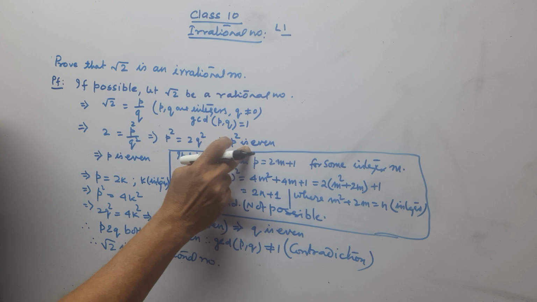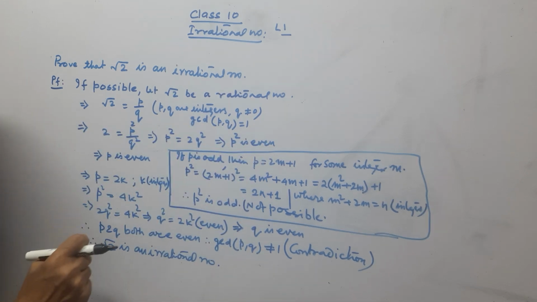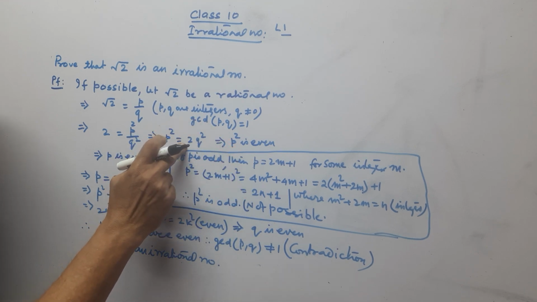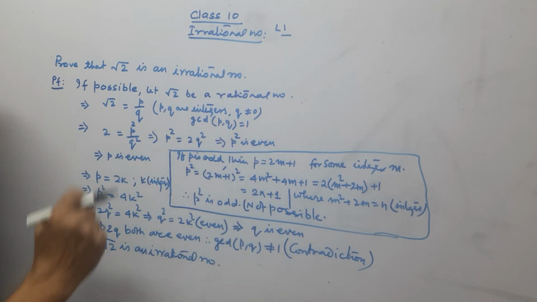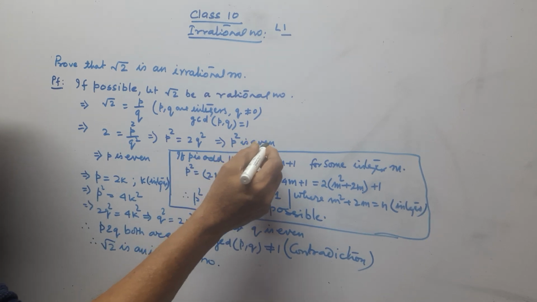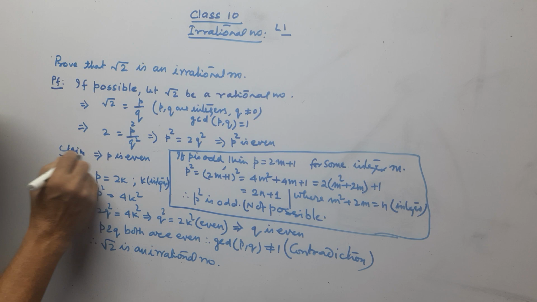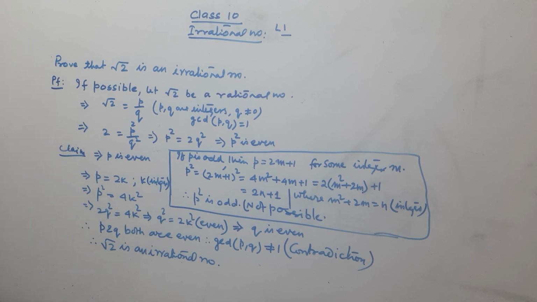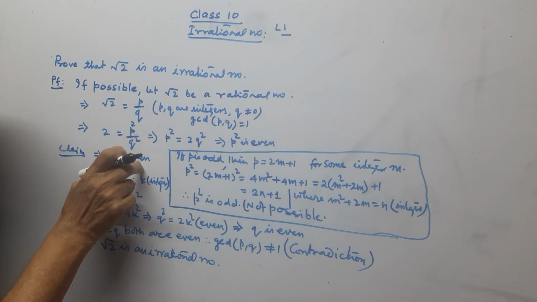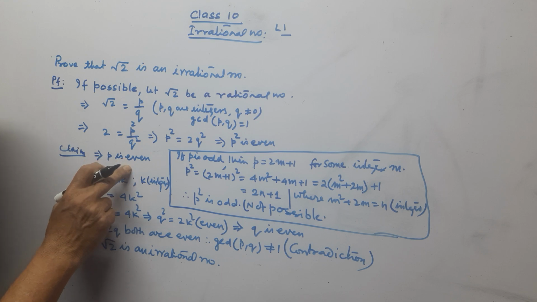This implies p square is even because it is a multiple of 2. q is an integer, q square is an integer, and 2 times any integer is even. So p square is even. If p square is even, then we claim that p is even. P square is even, this implies p is even, but it is a claim. We have to justify this one.